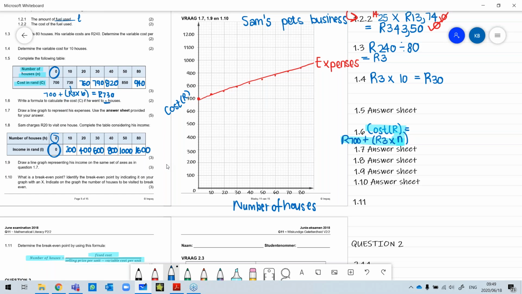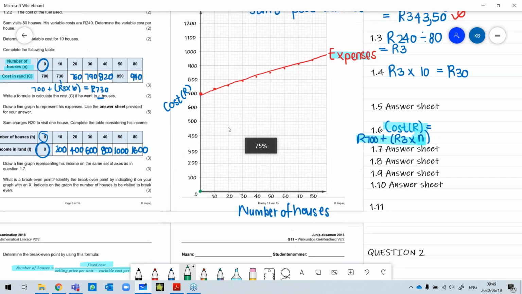Question 1.9 asks you to draw a line graph representing his income on the same set of axes as in question 1.7. Do you see how come it was extremely important to label my first graph as expenses? Because now on the same set of axes, we are going to sketch his income. His income is then going to look something like this. Let's just zoom in a little bit.